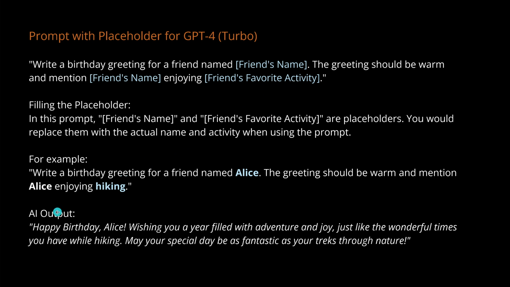And you get an output like, hey, happy birthday, Alice. Wishing you a year filled with adventure and joy, just like the wonderful times you have while hiking. May your special day be as fantastic as your tracks through nature. So you see, there is this basic understanding, and you can go with some very simple notation. And if it's like GPT-4, the system understands. If you use really small LLMs, maybe you run into trouble. Therefore, you have to go to a certain level of intelligence or fine-tuning or alignment so that the system is able to understand this placeholder structure.